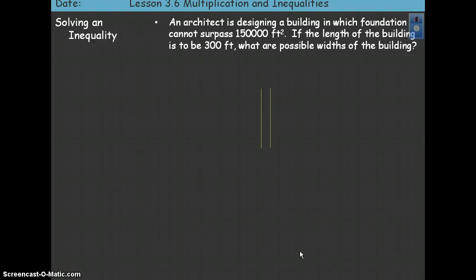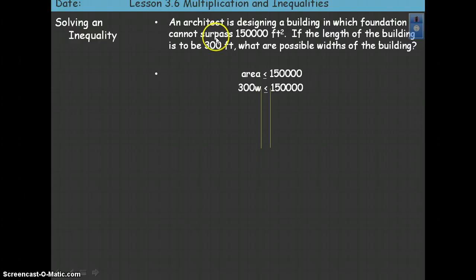Another example, let's say that an architect is designing a building in which the foundation cannot surpass 150,000 square feet. If the length of the building is to be 300 feet, what are possible widths of the building? So I need to first set up the inequality. The area of the foundation has to be less than or equal to 150,000. It says that it cannot surpass, so it is not to be bigger than, it should be less than or equal to. Area is found by multiplying length times width.